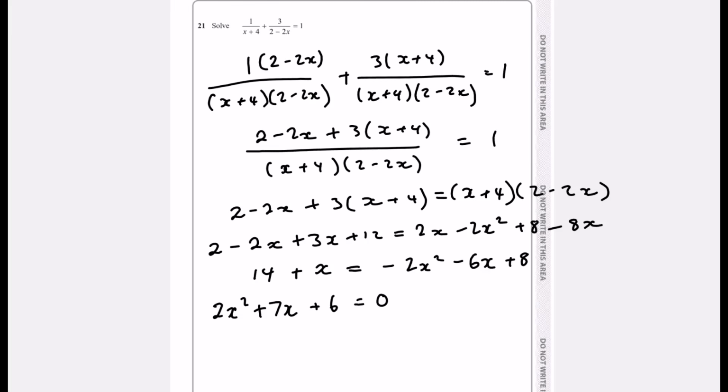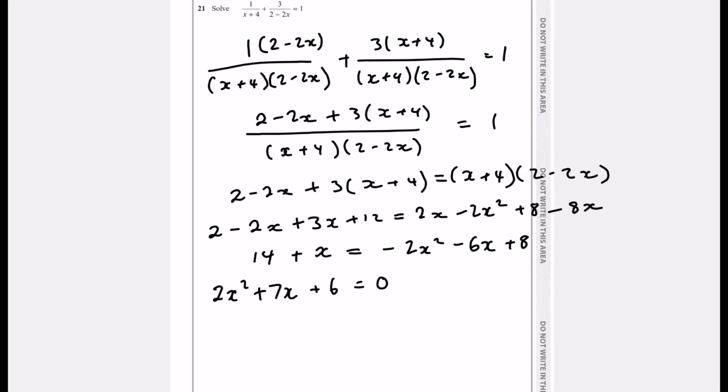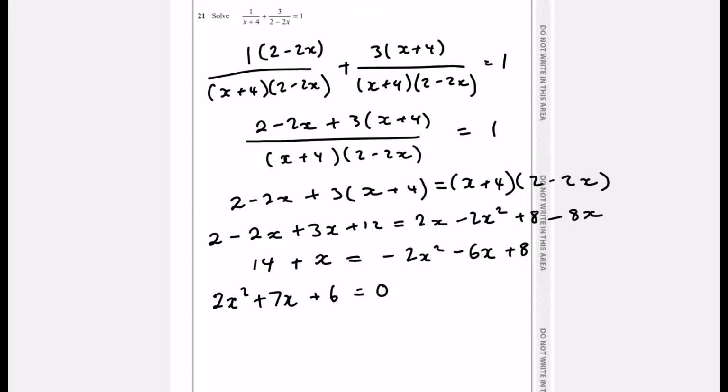So we've got a quadratic to solve. We're in a calculator paper, so we could use the quadratic formula, or we could try and factorize it. If it doesn't factorize, we'll have to use the quadratic formula, but let's give it a go. So I'm going to do a times c, 2 times 6 makes 12. What multiplies to make 12 and adds to make 7. So if we can find something, we'll be able to factorize it. So it's not 1 and 12, it's not 2 and 6, but 3 and 4 work. So I can rewrite the 7x as 3x plus 4x.